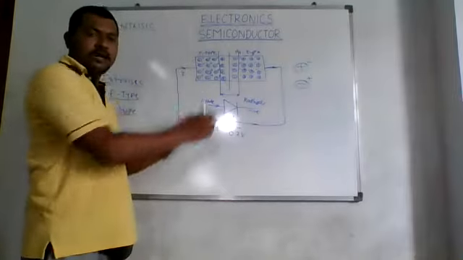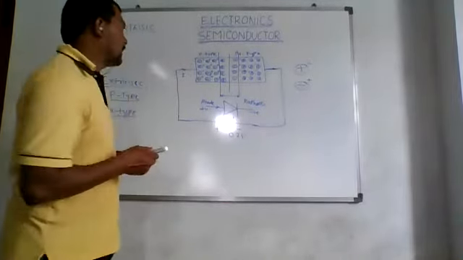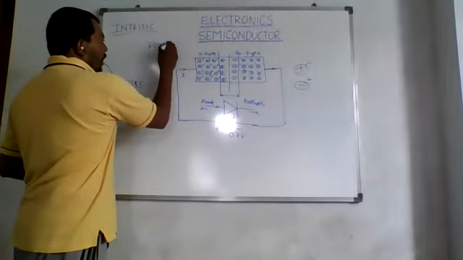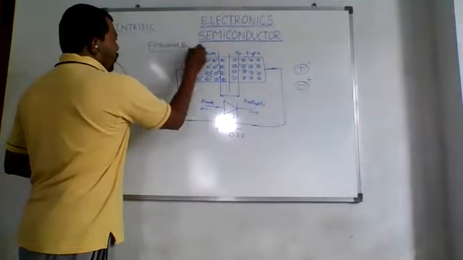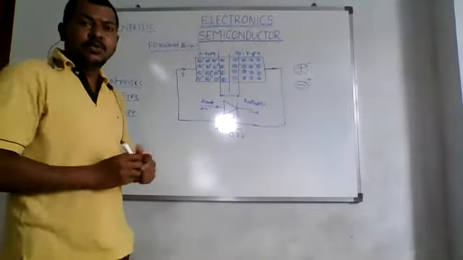Okay, so I have told you. So this was the first part of today's lecture. Now the second part. So we have studied the forward bias. Biasing means the connection of the battery to the device.